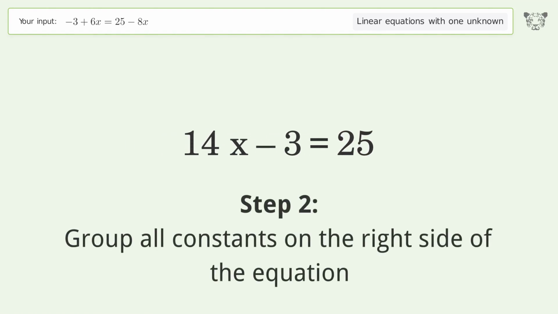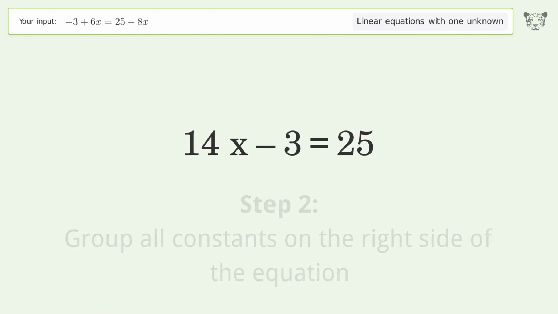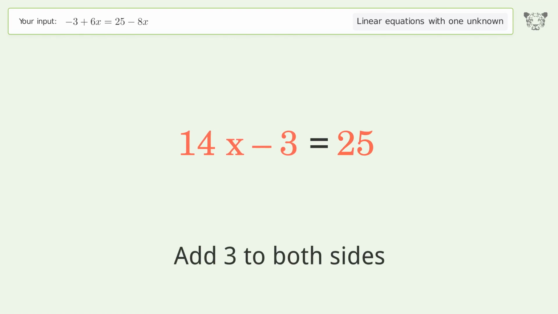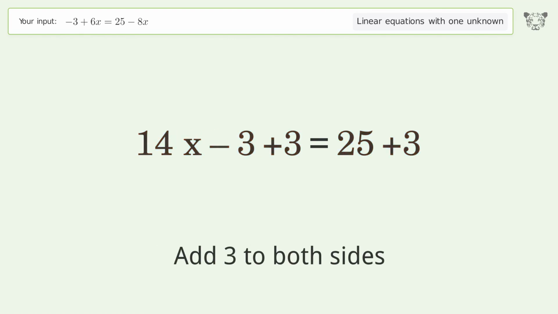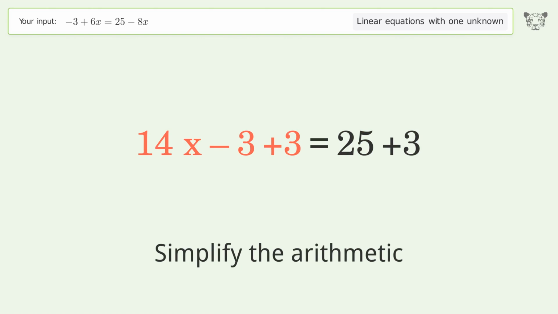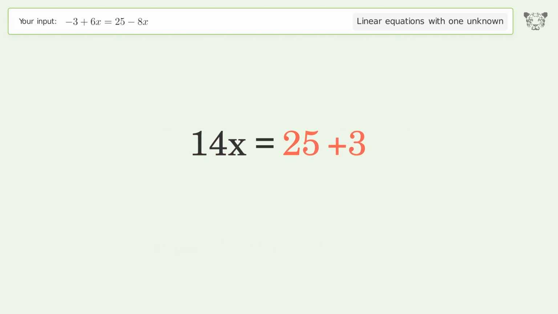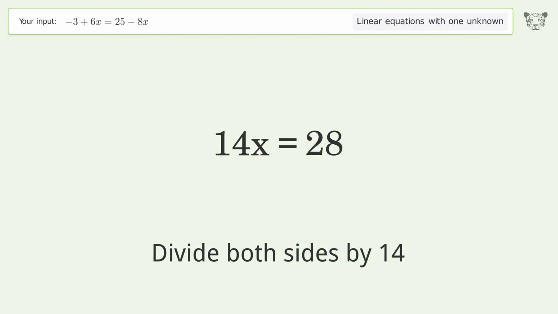Group all constants on the right side of the equation. Add 3 to both sides. Simplify the arithmetic. Isolate the x. Divide both sides by 14.